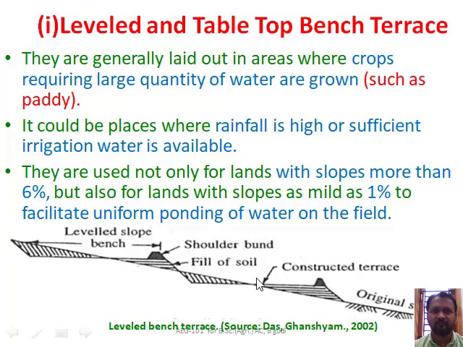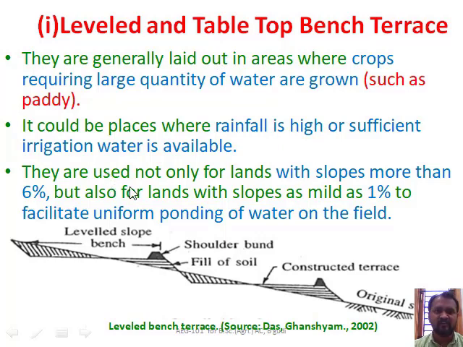This type of bench terrace is usually constructed in areas where crops require a large quantity of water. Which crop requires a large quantity of water? For example, the paddy crop. Such types of crops can be grown in that area where we are taking paddy, so this type of bench terrace is constructed. These bench terraces are also constructed where rainfall is very high and sufficient irrigation water is available.